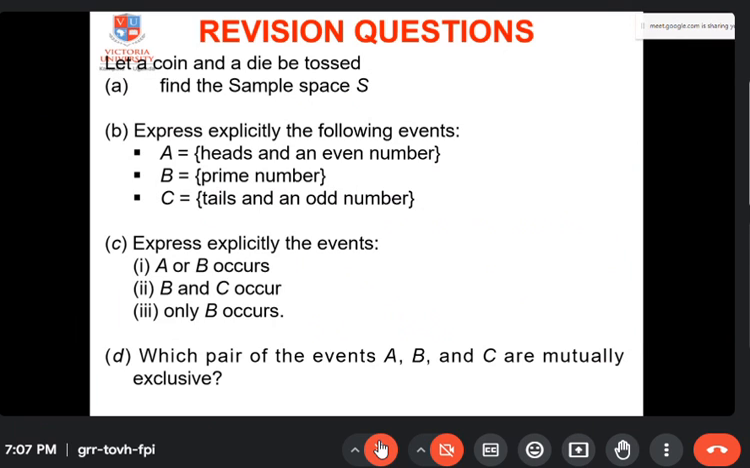That question says let a coin and a die be tossed. Oh, so all along I was wondering how cards are having heads and tails. So that is what we are doing. All these other questions follow from that statement above, that we are tossing a coin and a die.